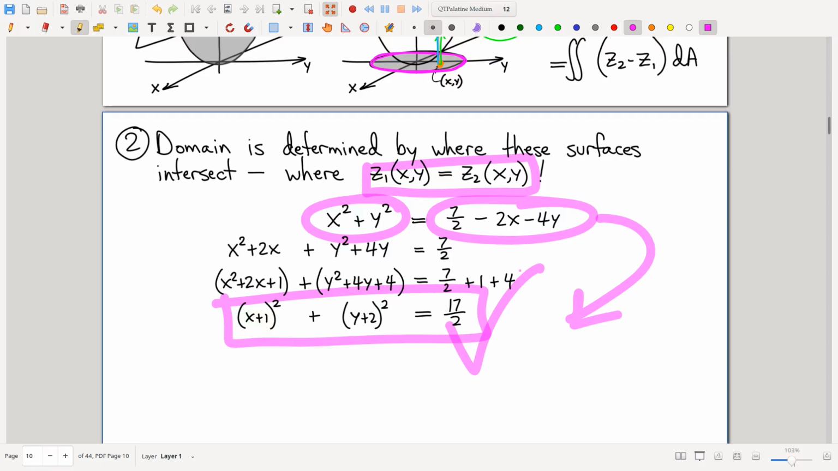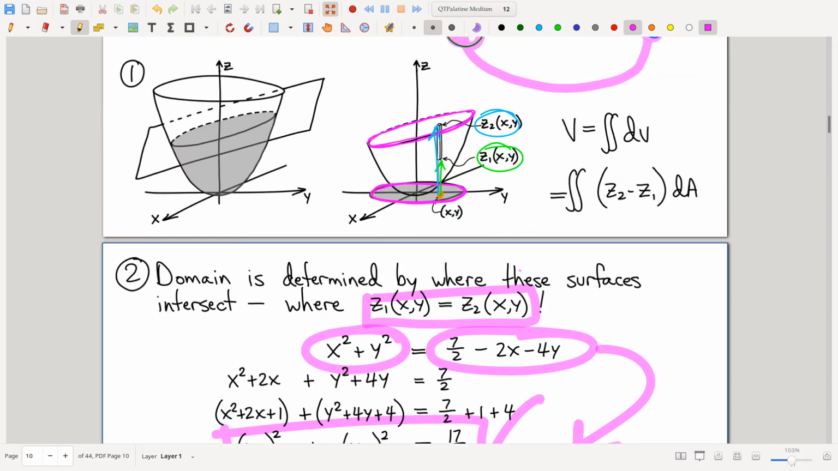Yes? Could you please repeat why you're equating the two z's? Well, because it's just a geometric appeal. If I want to know where the points on this boundary are, that means I want to know where the distance up to the plane is the same as the distance up to the paraboloid, because I'm literally looking for where the paraboloid and the plane intersect, and where they intersect, they will have the same z coordinate, and so blue will equal green.